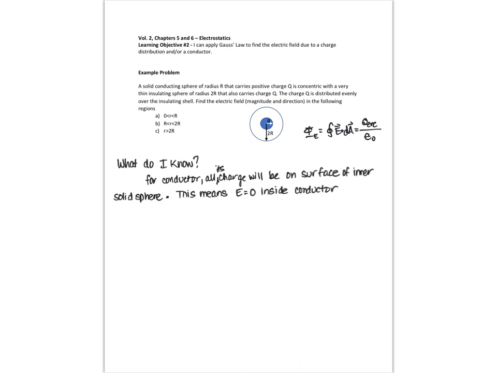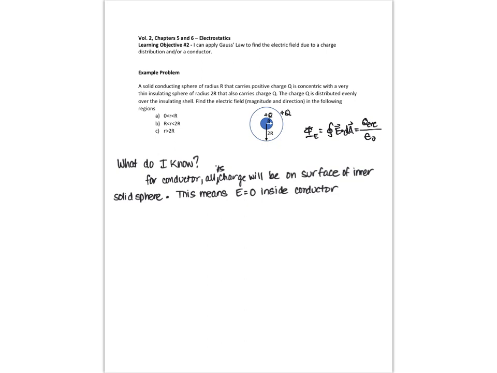We have a solid conducting sphere inside, that's the blue sphere that you see there. It has a radius of r, and it has a positive charge of plus Q. And then around it and concentric with it is a really thin insulating sphere of radius 2r that also has a charge of plus Q. So both of these are going to have a charge of plus Q.